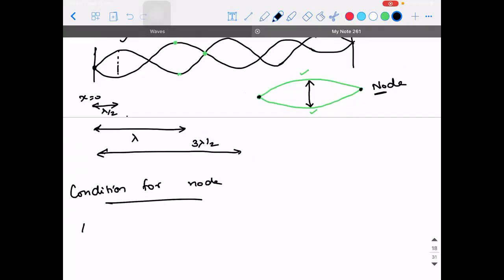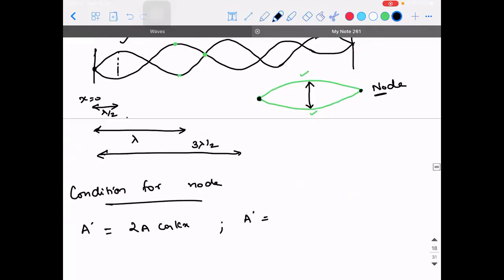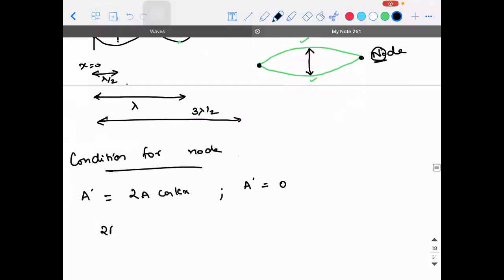Right. Then, what will be the condition for a node? So, condition for node is again a dash, which is how much? 2a times cos kx. So, what should be the value of a dash for a node? I told you, no? What is the amplitude at node? NO. It is no amplitude. No amplitude means what should it be? Should it not be a 0? So a dash should be 0. So 2a cos kx is equal to 0, which implies cos kx is equal to 0.